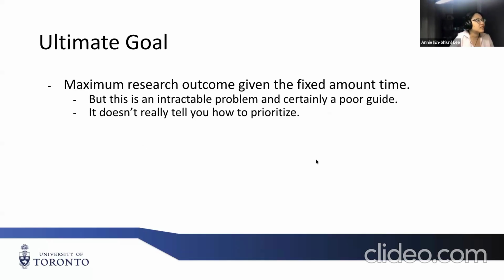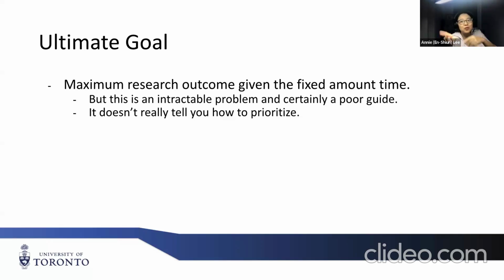So the ultimate goal is that given a fixed amount of time, because nobody wants to do a PhD for 10 years. Even though at U of T, some people do that, strongly advise against a 10-year PhD. Try to do it within five, even better, like three or four. But if your supervisor is really picky, you might have to do a PhD for 10 years.